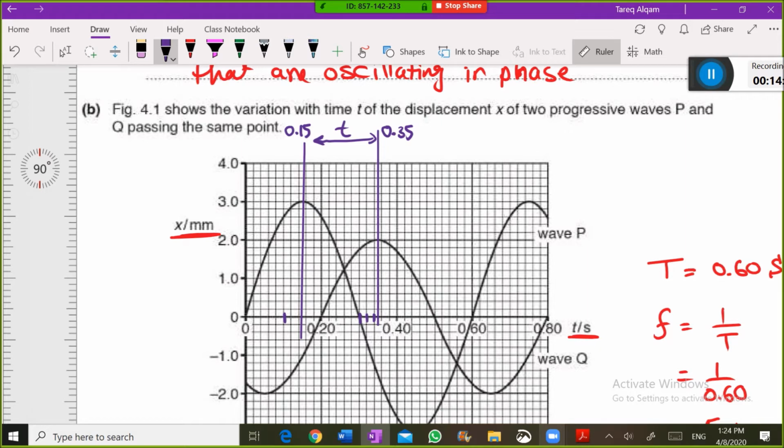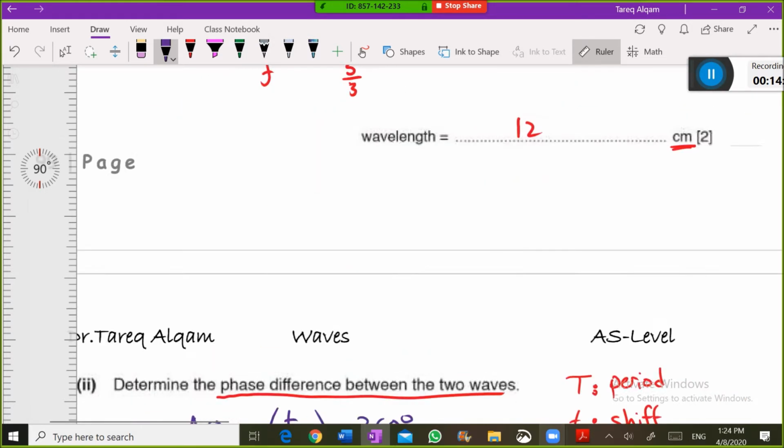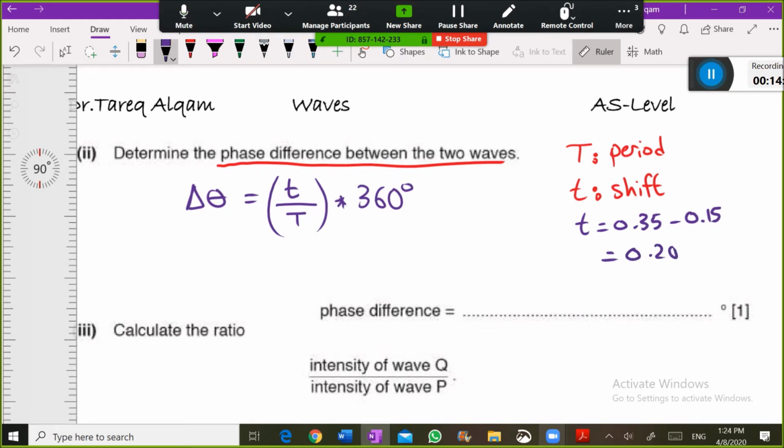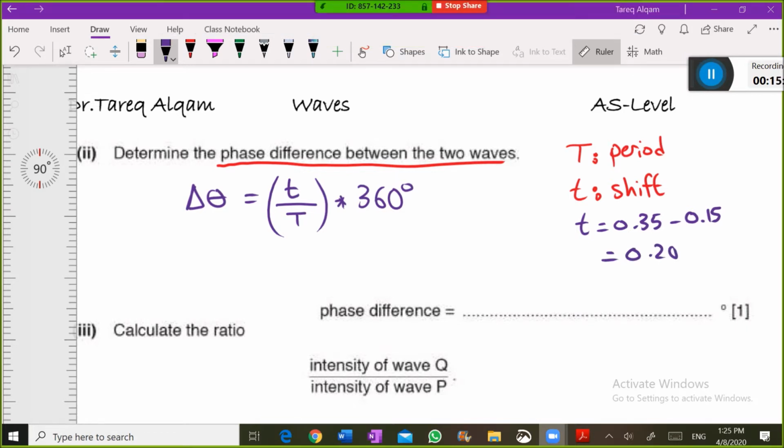So the shift here, how much is it? t is 0.35 minus 0.15, which is 0.20 for us, yes, so that I can find the phase difference, otherwise it becomes complicated. So it is 0.2 over the period, which we said is 0.6, right, times 360. I think it comes out to 120.